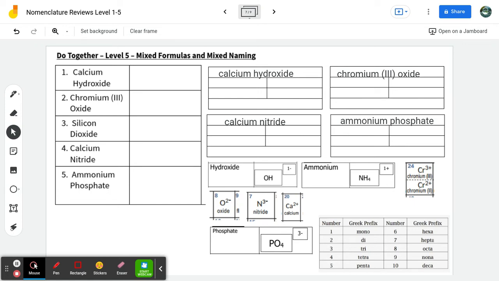Miss Munoz here with Level 5 Nomenclature Review. And Level 5 kind of combines everything into one. So the top section takes names and you write formulas. And you have both kinds. You have ionic and covalent.